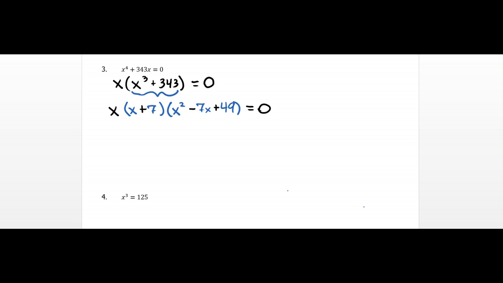The one nice thing, like I said in the last video about sums and differences of cubes, is this trinomial here that you get as the result of a sum or difference of cubes will never factor further. Okay, so we know we're done factoring now.